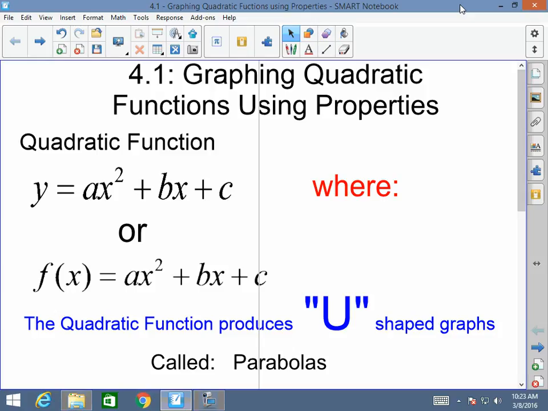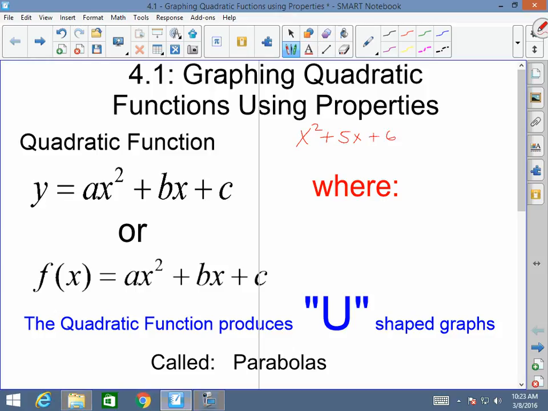Real quick before I do any of this, just remember, guys, do you remember when we were factoring? Let's say I had x squared plus 5x plus 6. That's a quadratic function, all right? If you remember, we factor. What times what is 6, but when added together is 5? That's going to be positive 2 and positive 3. Then you remember the zero product property? You have to set this equal to 0 and this equal to 0. So x would equal negative 2 and negative 3, right?